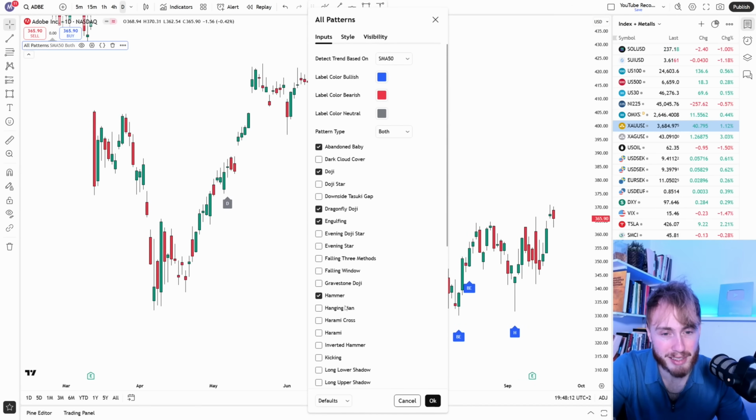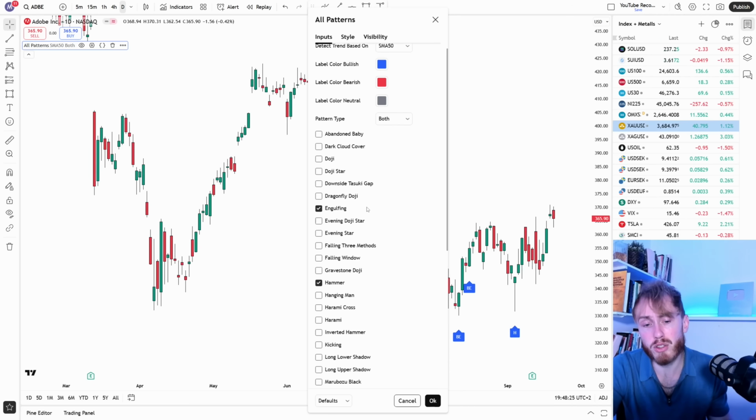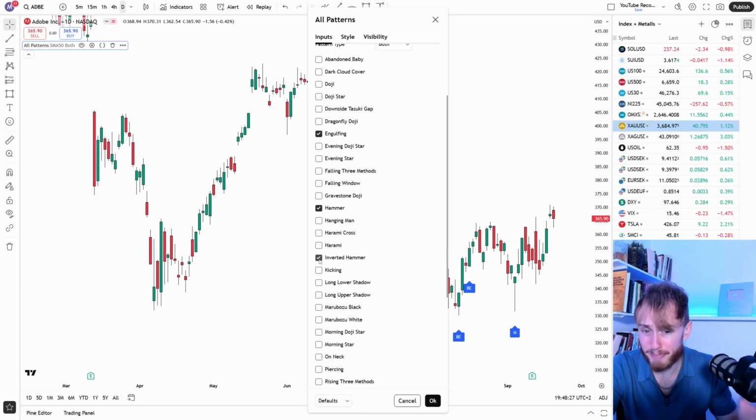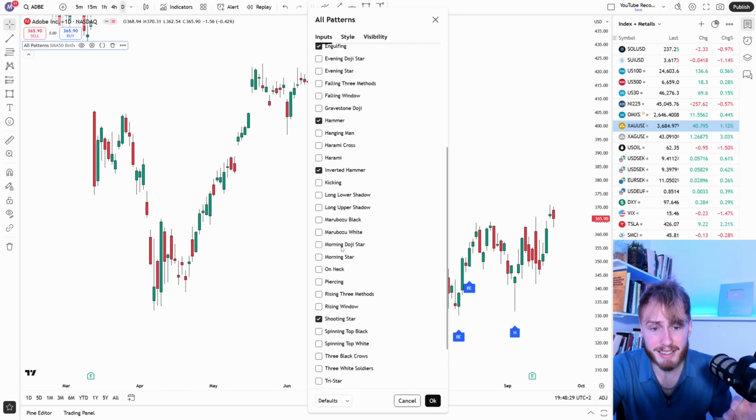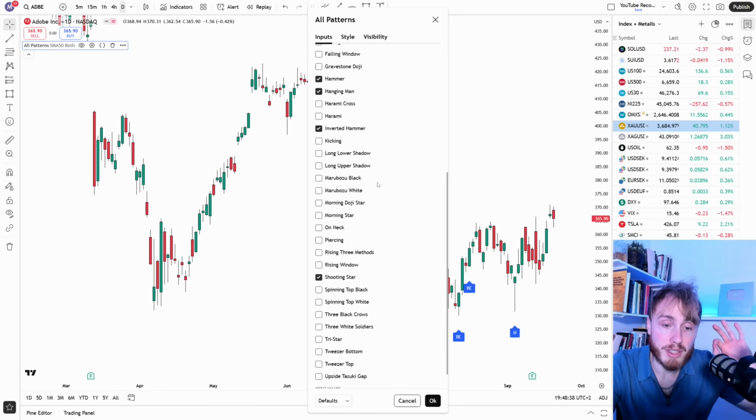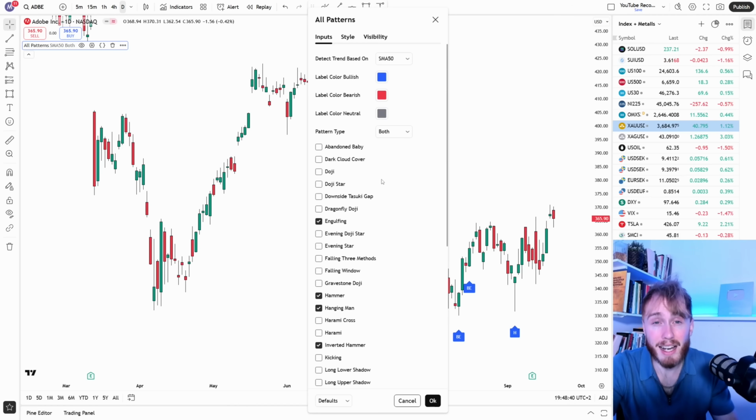To keep it simple, I do have a few more patterns I like, but for now, I think you come a long way by showing engulfing patterns, hammers, and shooting stars. So for now, let's uncheck this one. You can also use the inverted hammer if you want to, and let's see here if we can find the hanging man. So let's actually use these 5 patterns.